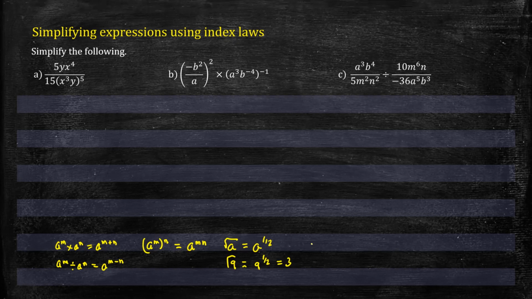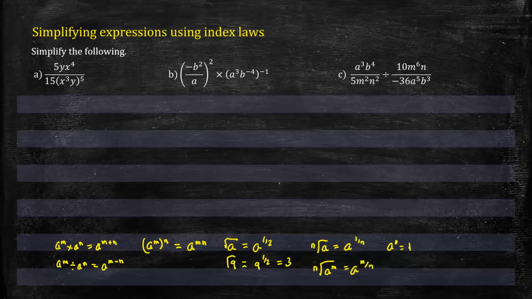So in general terms, if you had the nth root of a, this could be written as a to the power 1 on n. And if it was the nth root of a to the power m, we would write that as a^m on n. And a to the power 0 is equal to 1. So they're the main rules that you'll be dealing with when we're doing these questions.